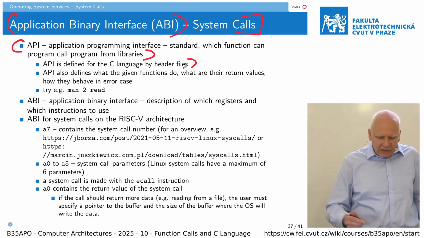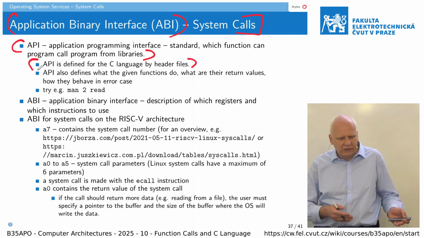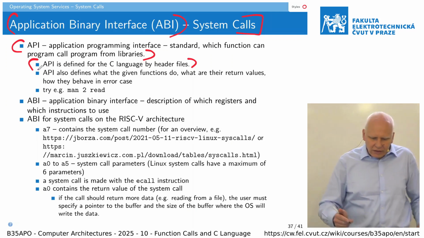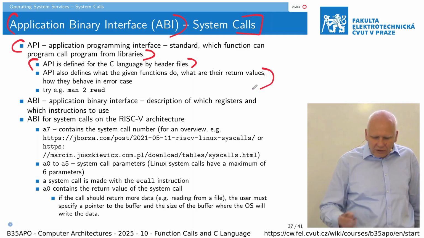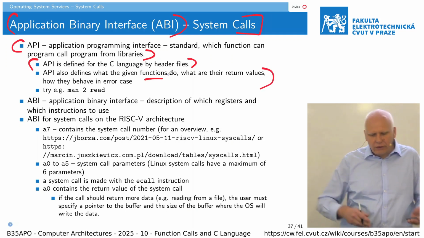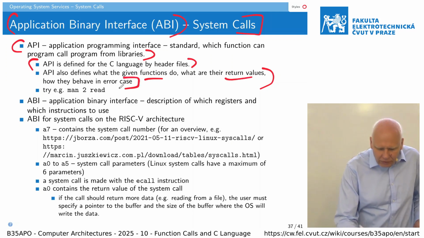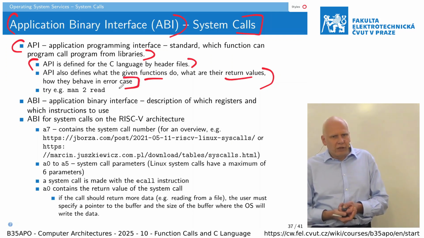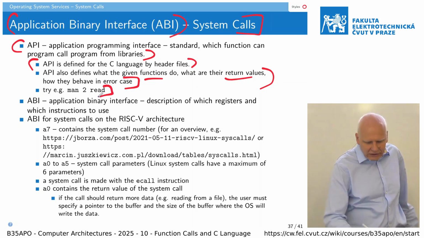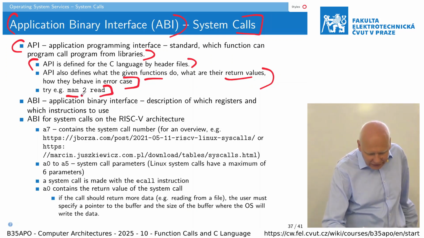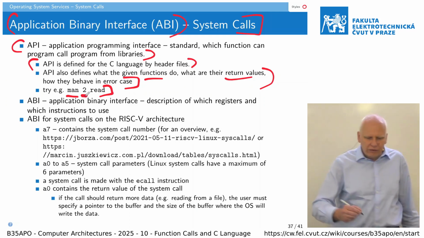In the case of the C language they are usually provided in the form of C headers, and the API defines not only how we call the function, but what it returns, what it returns in the case of an error, and how it behaves. So you can, for example, use the man second section, which is the section of the system calls, for read.